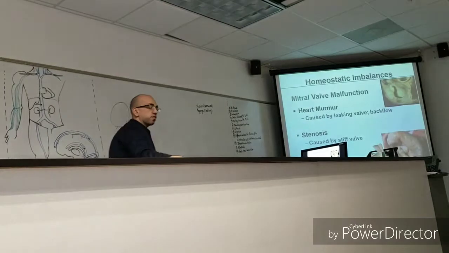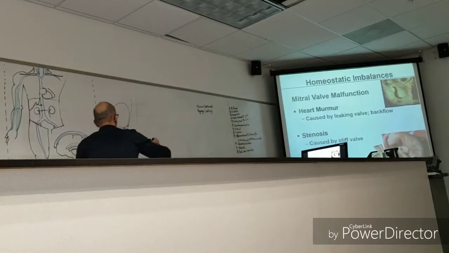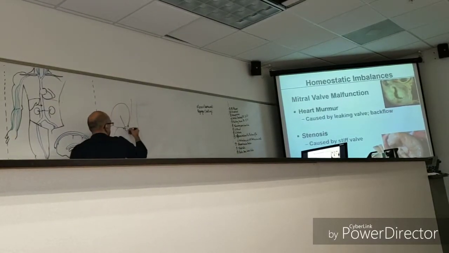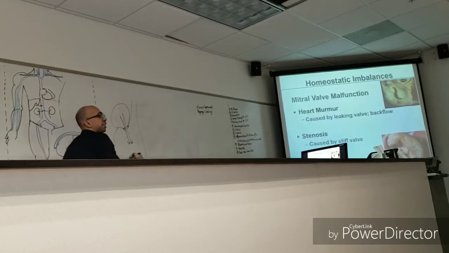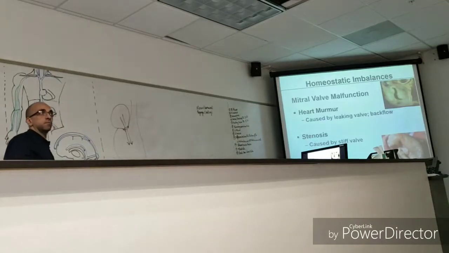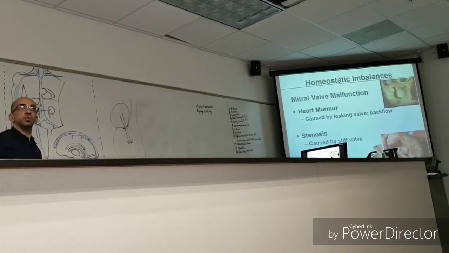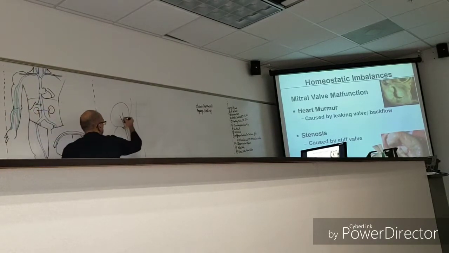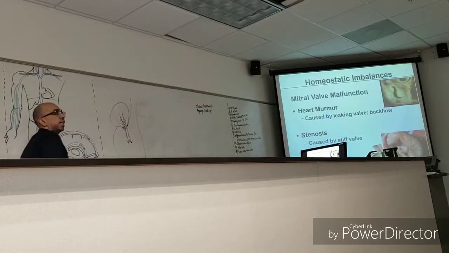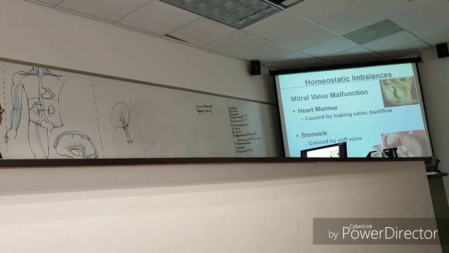So as the blood travels down from the atria to the ventricle, like this, will it be able to travel in a laminar pattern? No, it will become turbulent. And this turbulence of the blood will create a sound that we call a murmur.